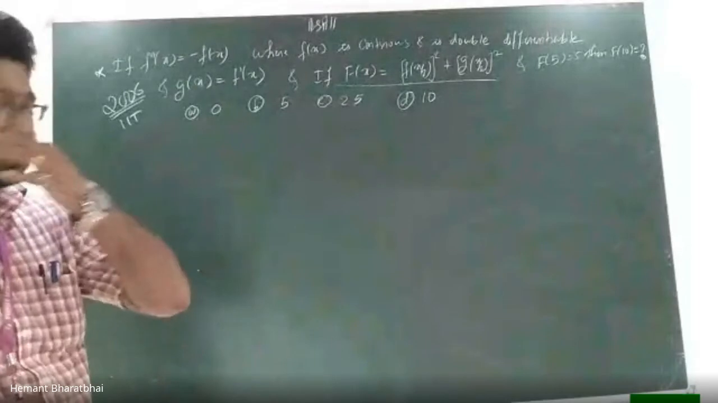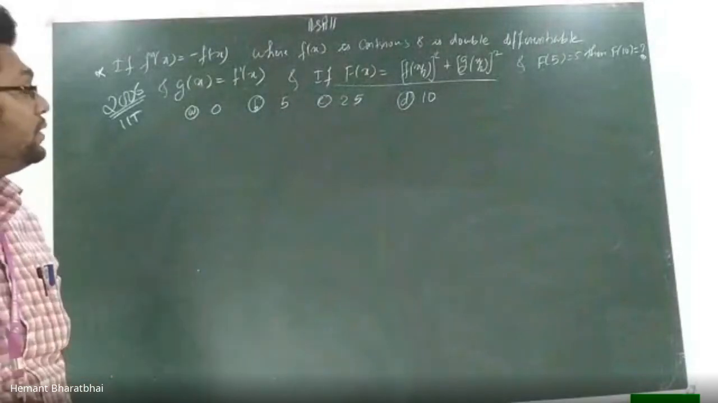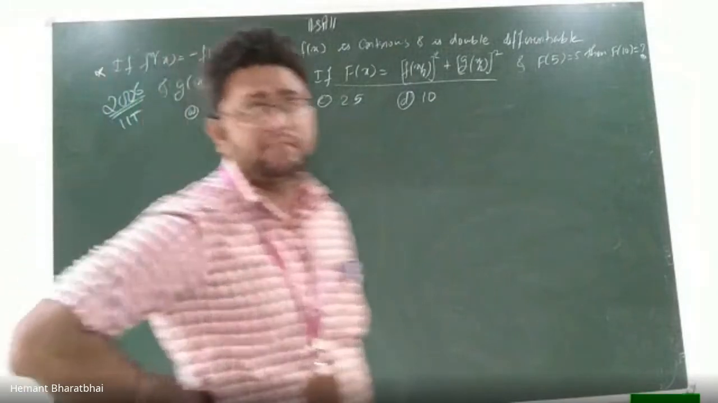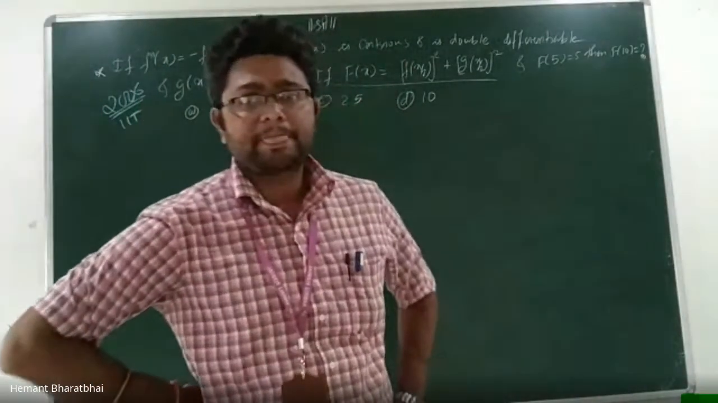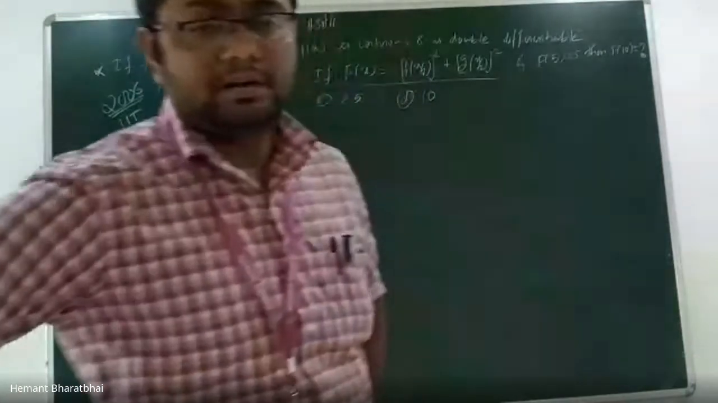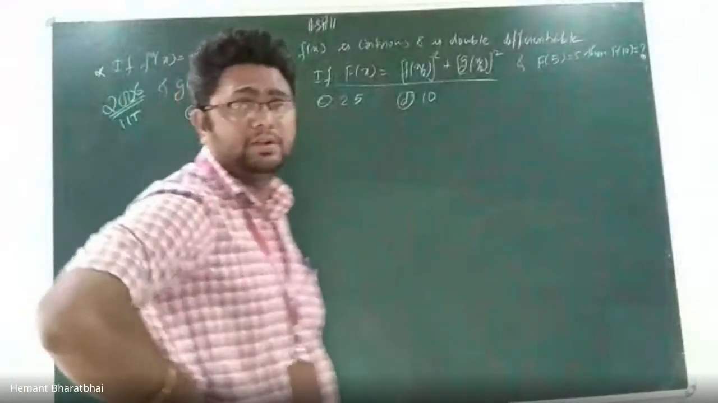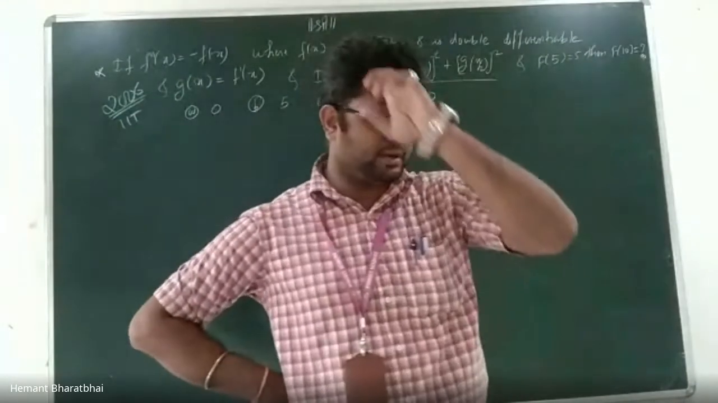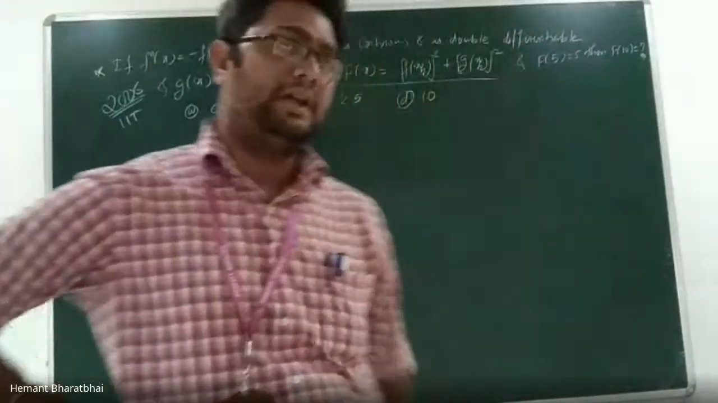Now till we don't know the value of f of x and g of x, it's not possible to find out the value of f of 10. Or suppose if I find out the value of the derivative and it comes out to be constant, then also we can find out the value. So let's do that.